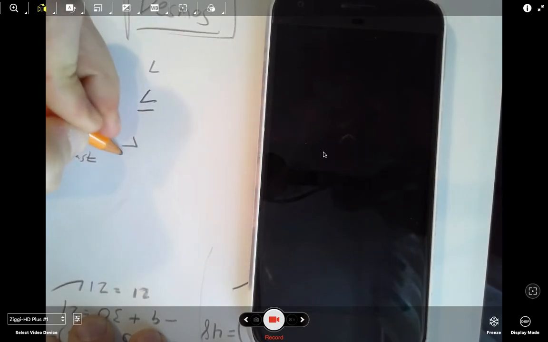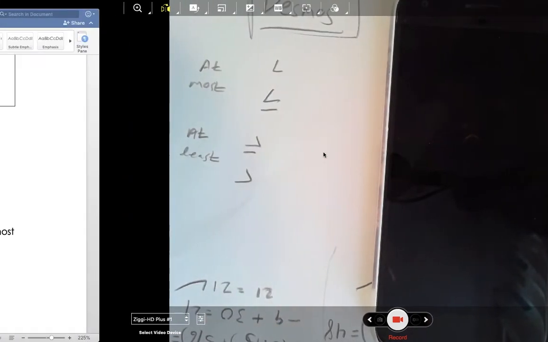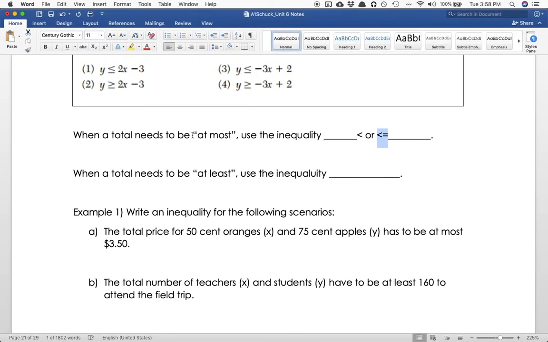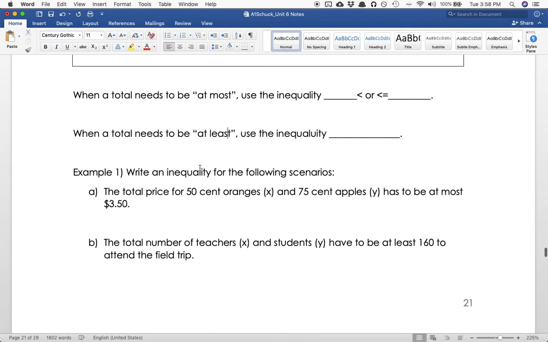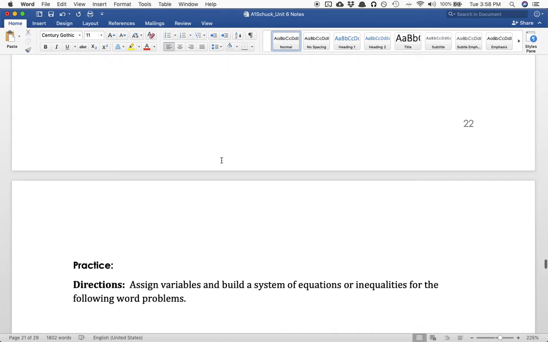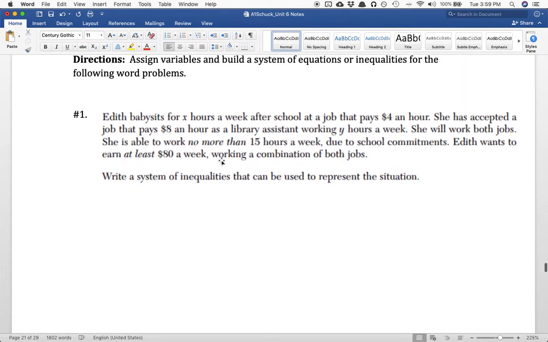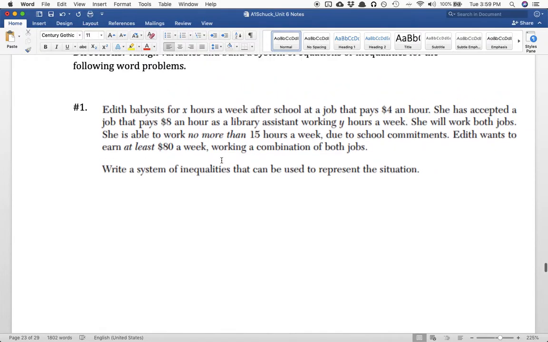At least, which I might as well do since I'm already on the presenter here, means that's the smallest amount that I want, and I could go at least or higher. So at least is actually going to be greater than or equal to, or just my regular greater than symbol. It's really important because these are used a lot in word problems. Now, I'm going to skip straight ahead to what looks like a regions type problem instead. I'm going to skip straight ahead to this one over here.